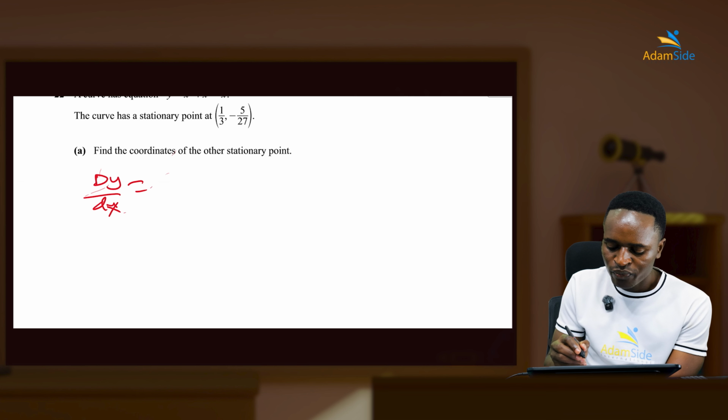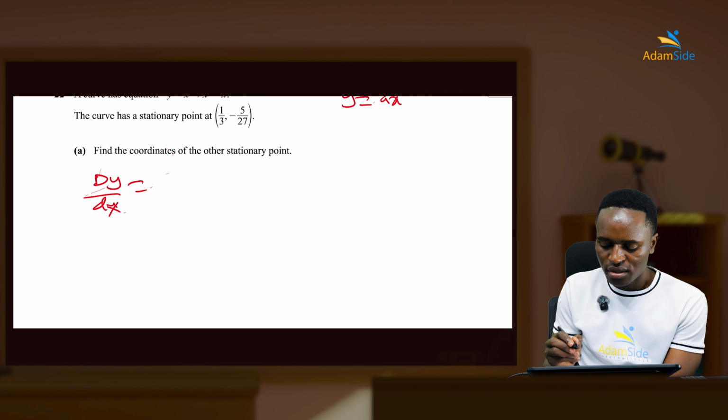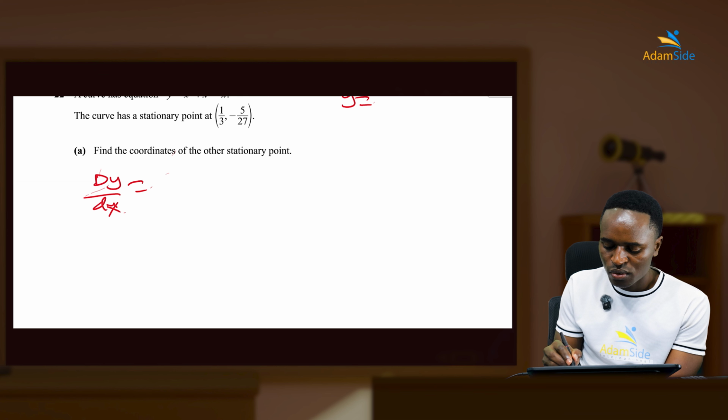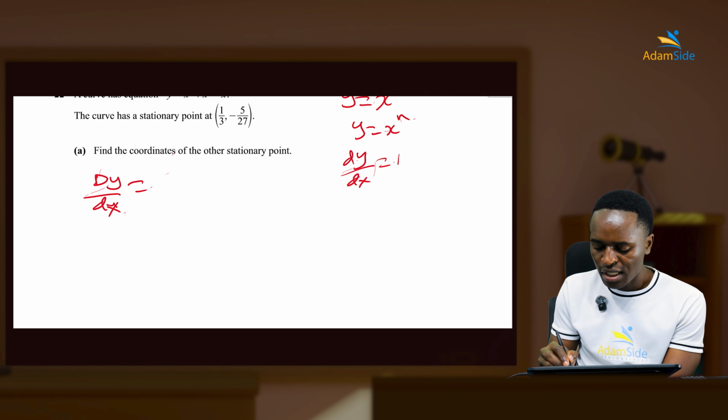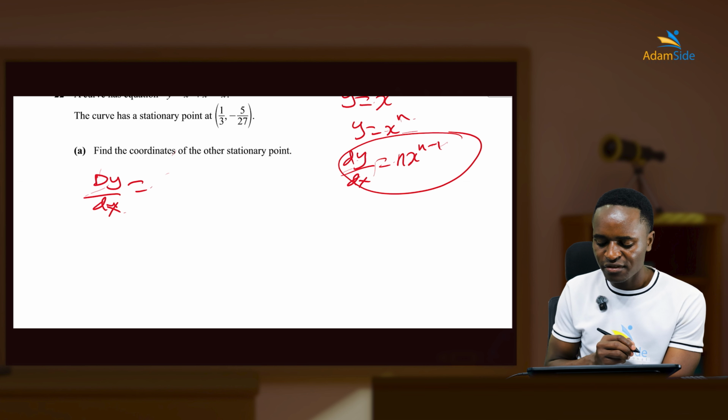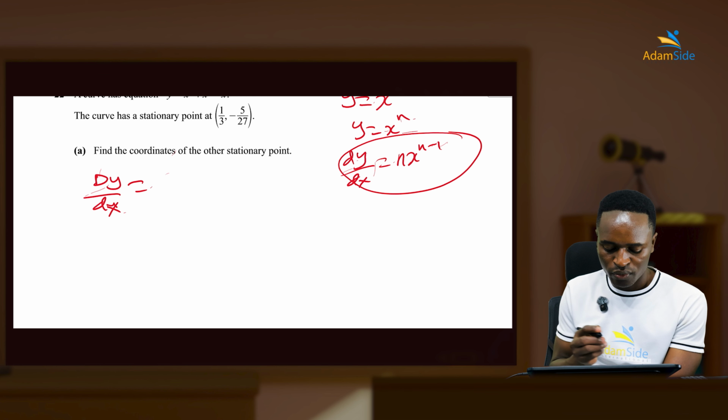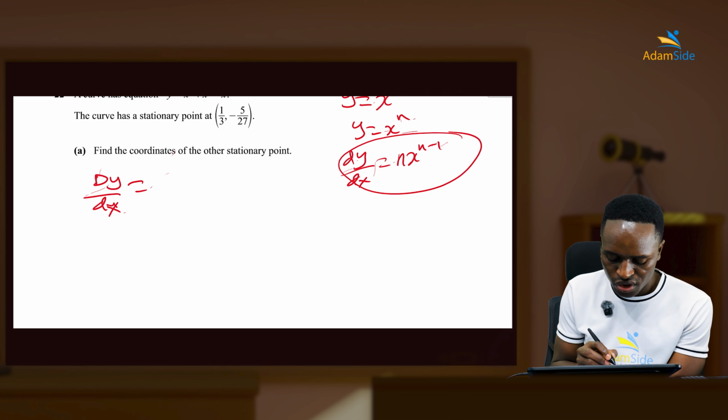We know the rule: when you have y equal to x squared, or we say y is equal to x to the power n, to find the derivative, dy over dx is equal to n x to the power n minus 1. This is always our derivative. And the derivative of a constant is 0. That's the rate of change.